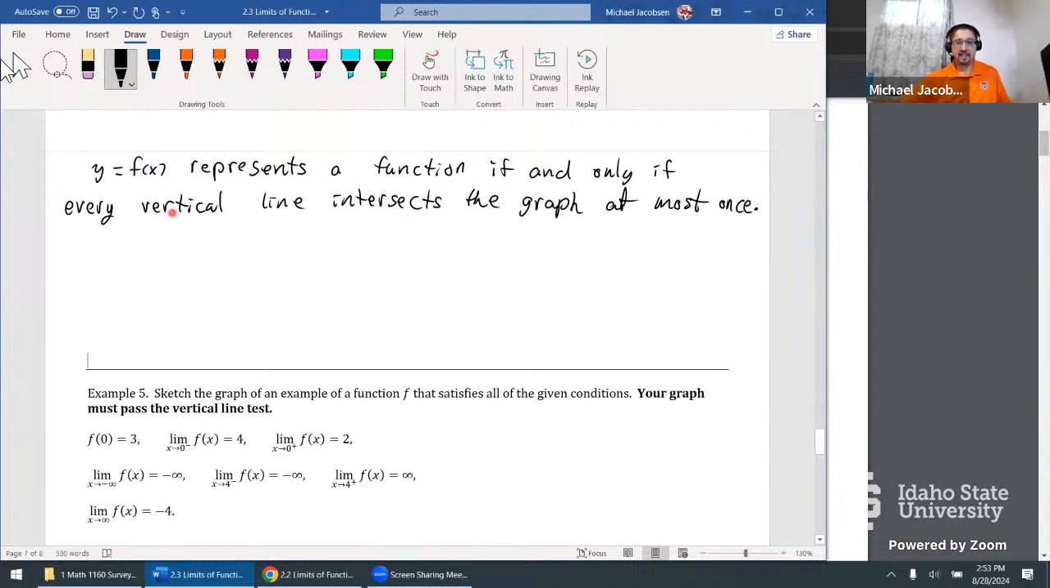It's so critical because if it does not pass the vertical line test, then that would mean that you're not looking at the graph of a function. And everything we do in calculus requires that you started with the function in the first place. So let's do two examples on this one.